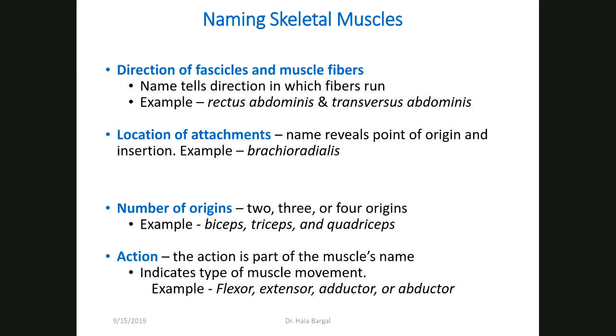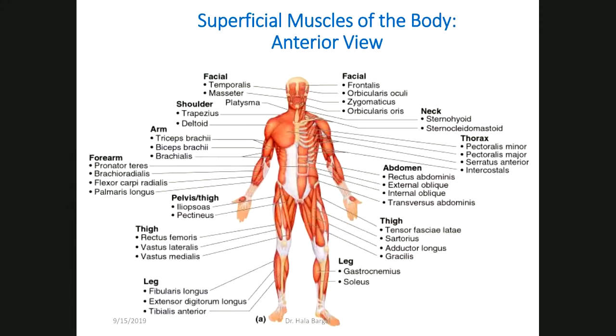Number of origin: biceps means the muscle of two heads. Triceps means the muscle has three heads. Quadriceps, four heads. According to the action: flexor, extensor, adductor, or abductor. Okay, the muscle can be named after so many points. Let us have examples over our body.